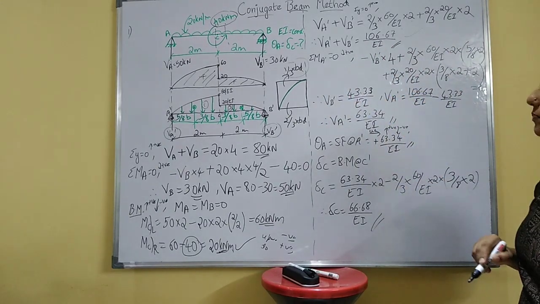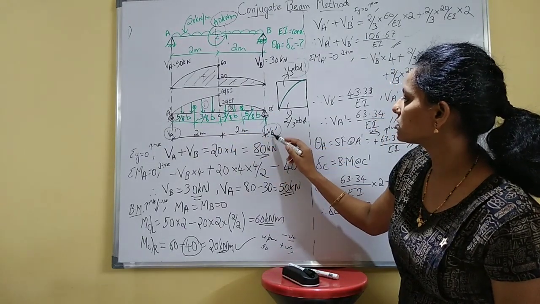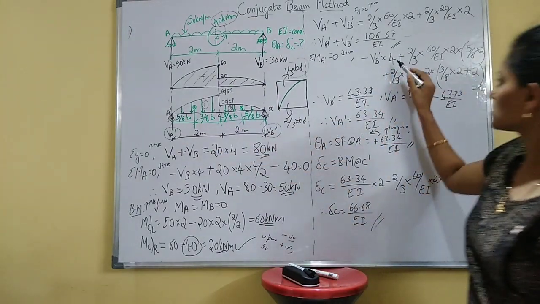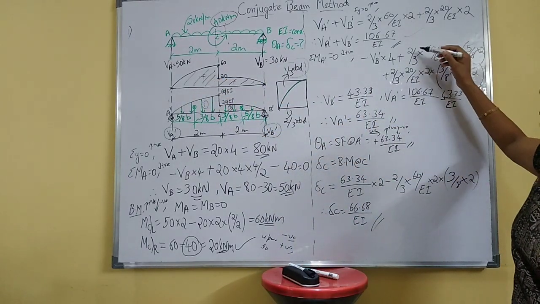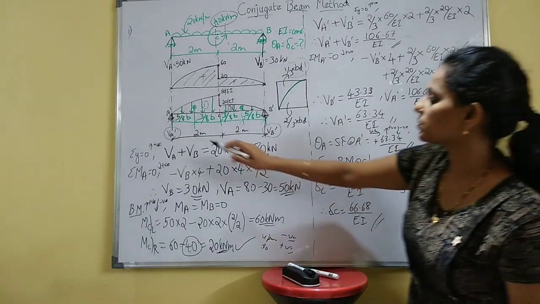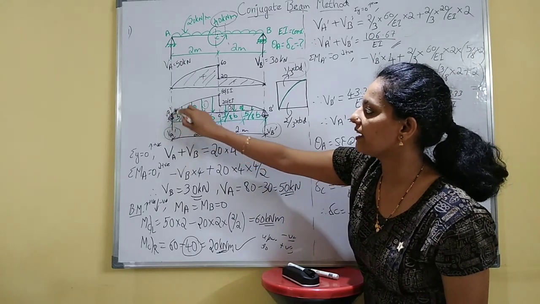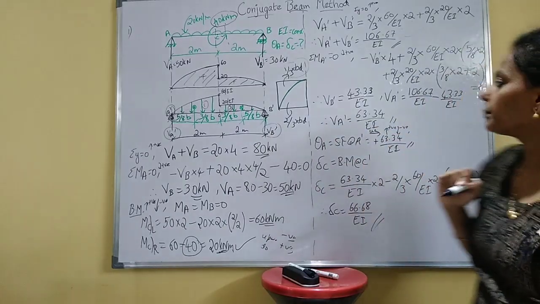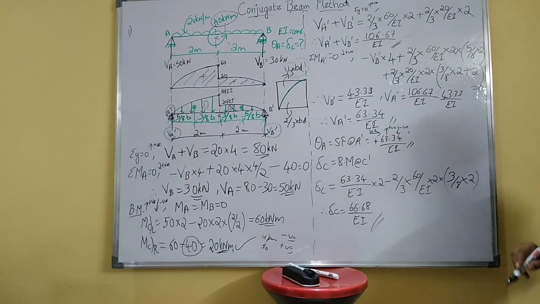Next, summation MA dash equal to 0, clockwise as positive. So see here, this is VB dash, so it is anti-clockwise, minus VB dash into total distance, that is 4, plus, because this is clockwise towards A dash, 2/3 of 60 by EI into 2, force into perpendicular distance. So this is a centroidal distance you want for A dash, with respect to A dash. That is nothing but 5/8 of BD, so it is 5/8 of B. So B is nothing but the distance, that is 2 meter.